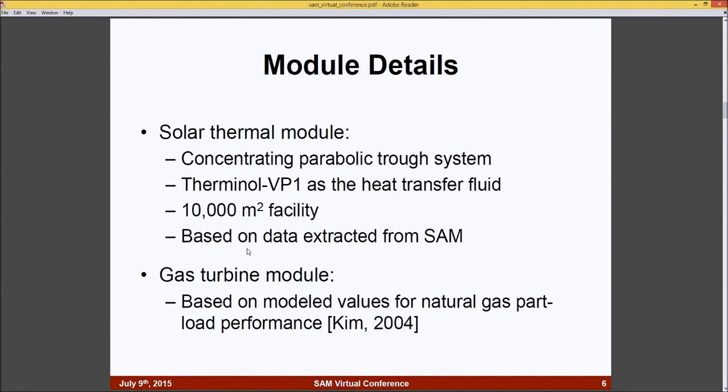So just some details on the modules. I mentioned that it's a concentrating parabolic trough with thermal VP1. All the facilities that we're going to be talking about here are 10,000 square meter facilities, and that's just as an example problem. We're going to be exploring multiple different types of facility designs in the future, and this is all based on data extrapolated from SAM. The gas turbine model is based on a paper by Kim in 2004, which gives functions for natural gas part loading, and this allows us to figure out what the fuel use of the gas turbine is at different fractional loads and what the outlet temperatures and flue gas flow rates and so on are.